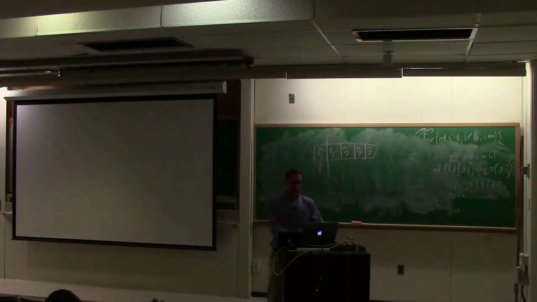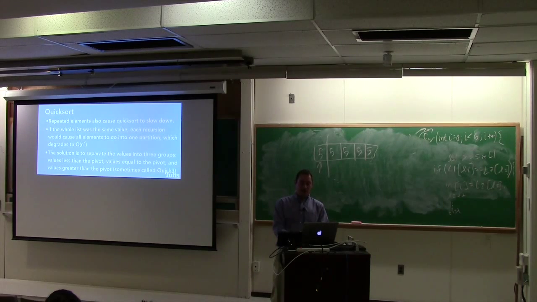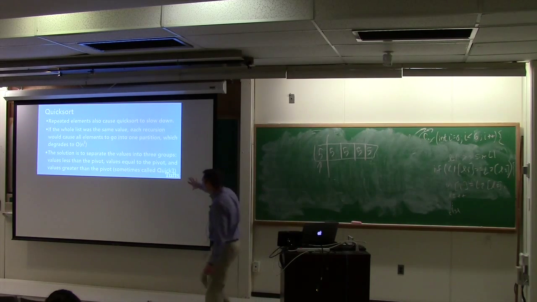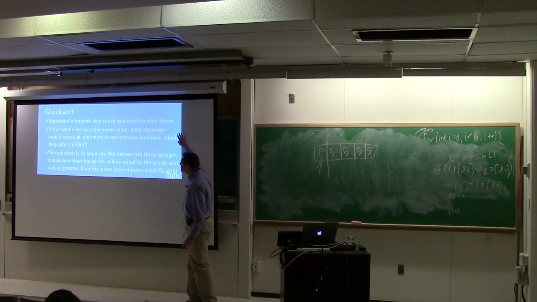Okay, let's move on. That was Quicksort. Quicksort sorts 3 groups, right? So repeated elements, n squared, make it into 3 groups.